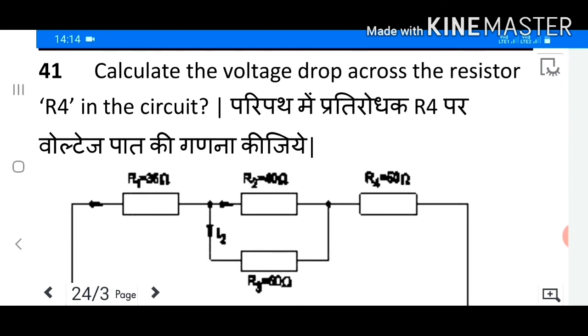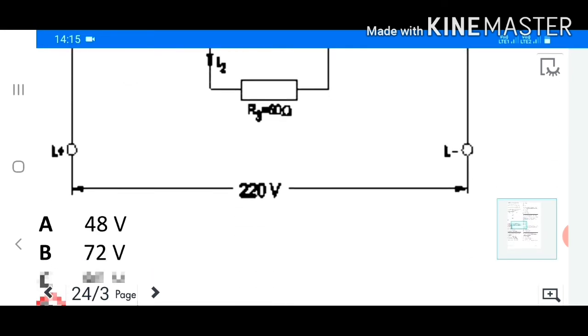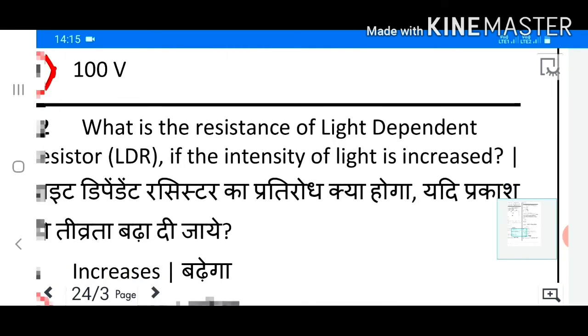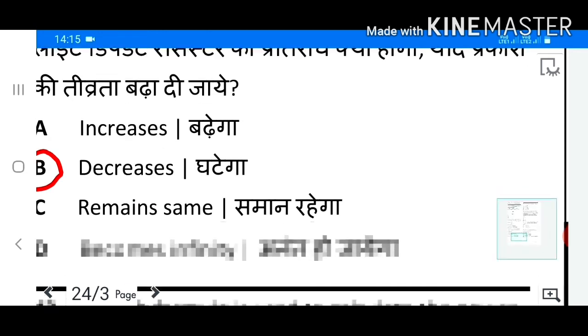41. Calculate the voltage drop across the resistor R4 in the circuit. Answer D. 100 volt. 42. What is the resistance of light dependent resistor LDR if the intensity of light is increased? Answer B. Decreases.